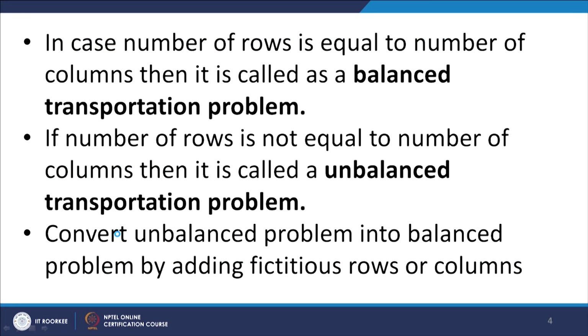Now, in case the number of rows is equal to the number of columns, then it is called a balanced transportation problem or a balanced assignment problem. Whereas, if the number of rows is not equal to the number of columns, then it is called an unbalanced transportation problem or assignment problem. However, in case the problem is unbalanced, then as I have already explained in the case of the transportation problem, dummy rows or dummy columns have to be added, so that the unbalanced problem becomes a balanced one.